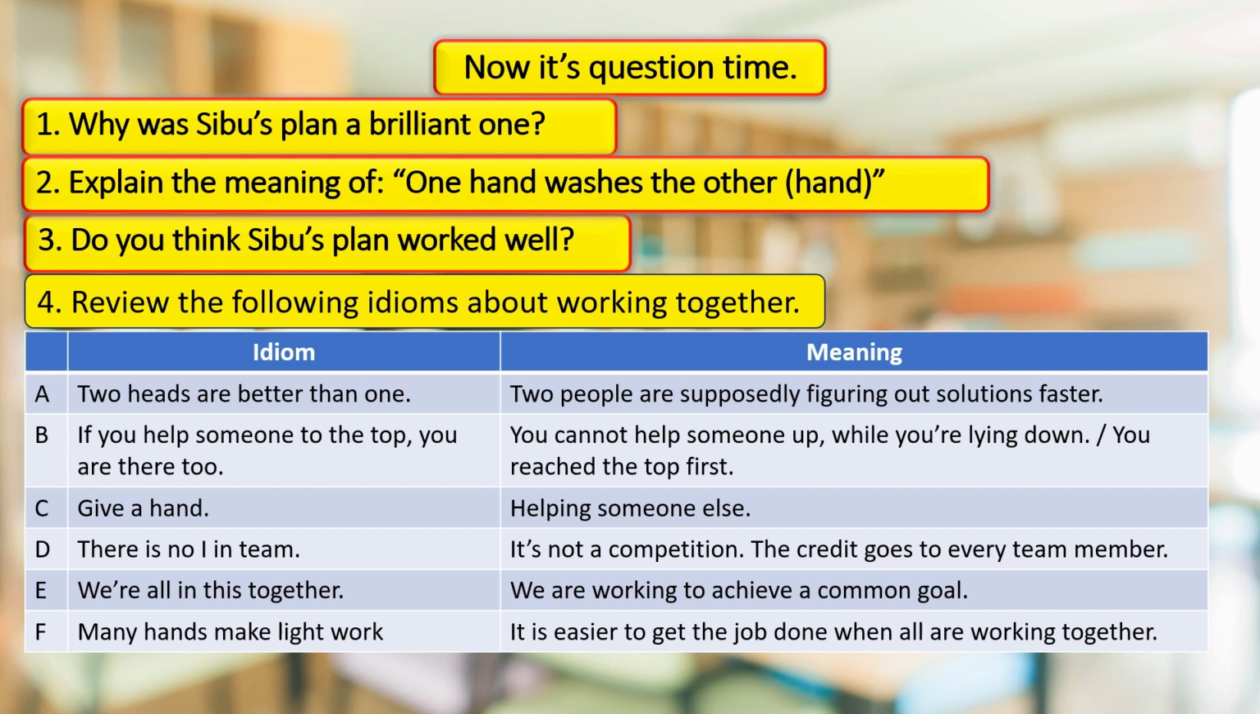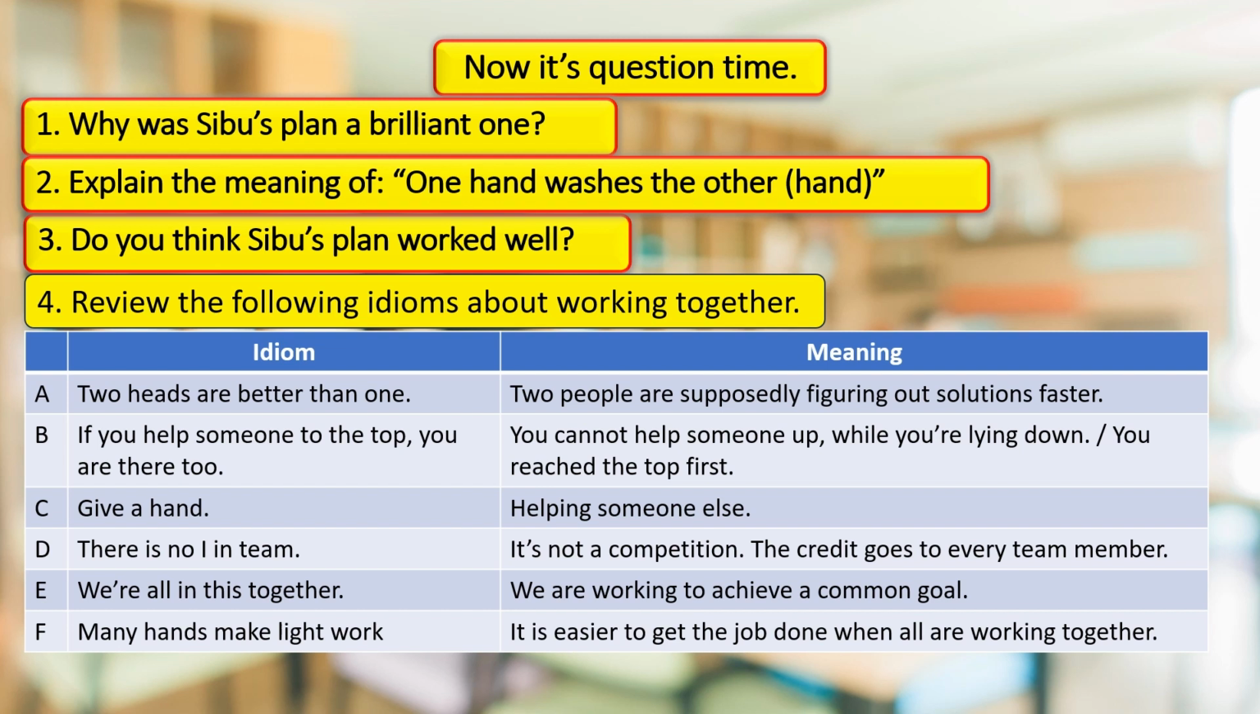A. Two heads are better than one. Two people are supposedly figuring out solutions faster. B. If you help someone to the top, you are there too. You cannot help someone up while you're lying down. You reach the top first. C. Give a hand, meaning helping someone else. D. There is no I in the word team. It is not a competition.